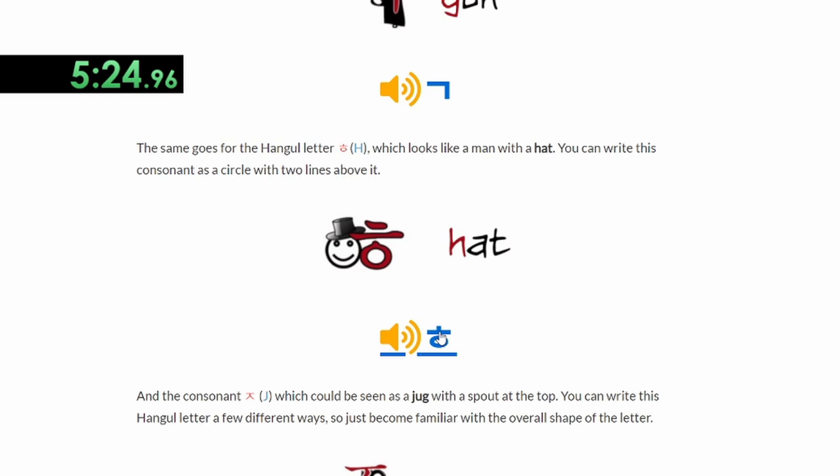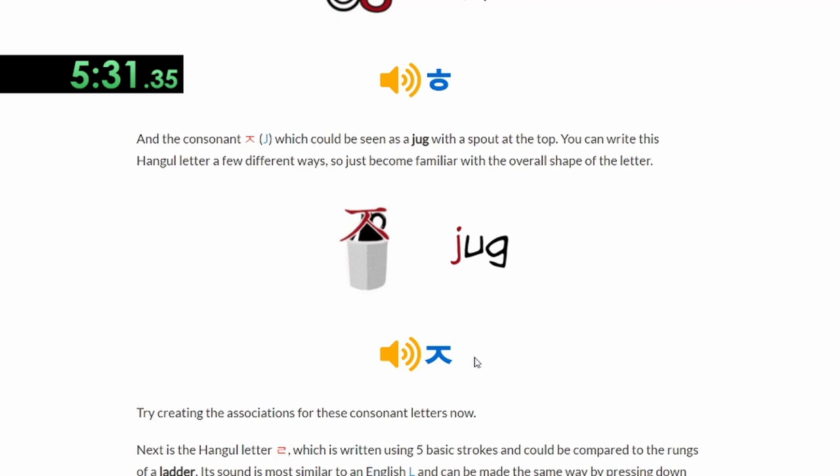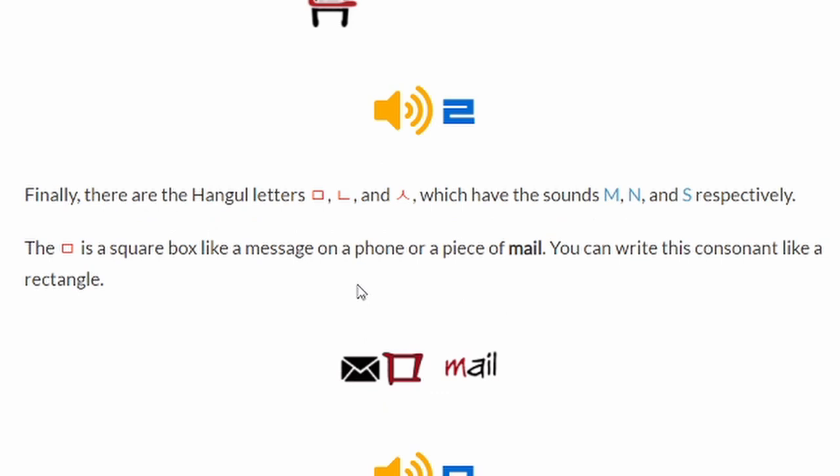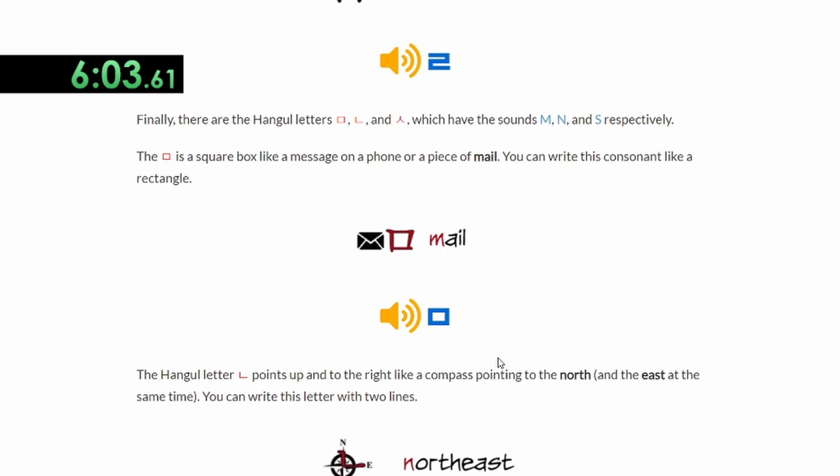And then this kind of looks like the symbol for fire, but it's the J sound, as in jug. And then this one is L. Finally, there are the Hangul letters O, L, and fire symbol without the line, which have the sounds M, N, and S respectively. Okay, so square is the M sound. The compass is an L.